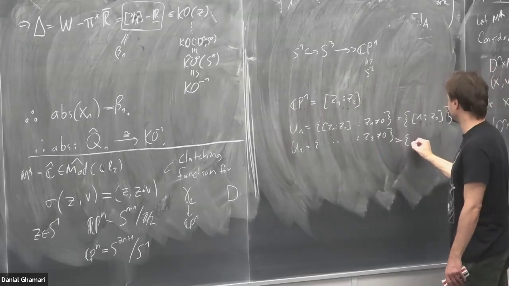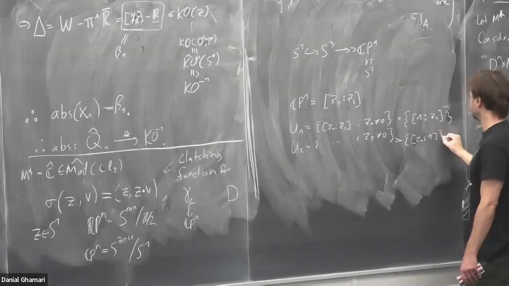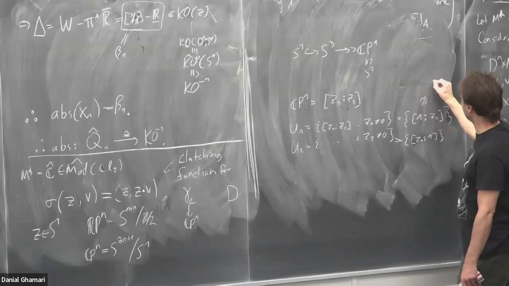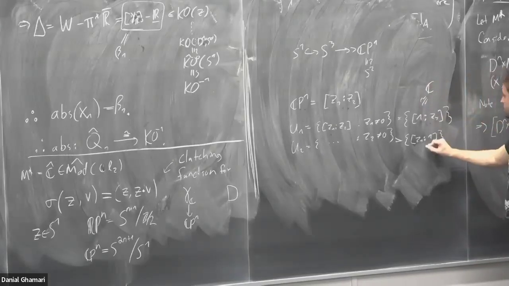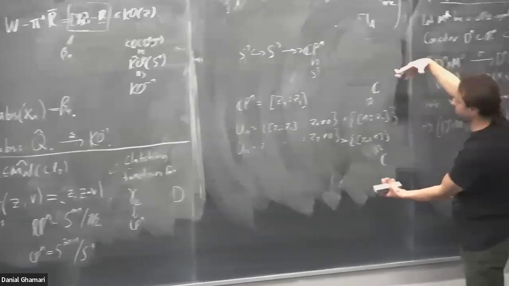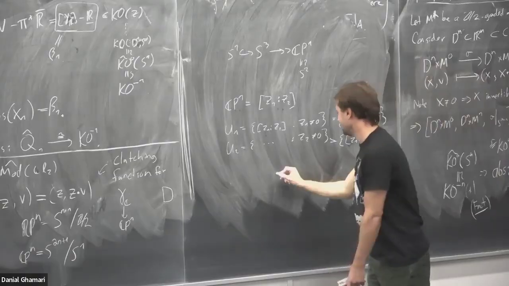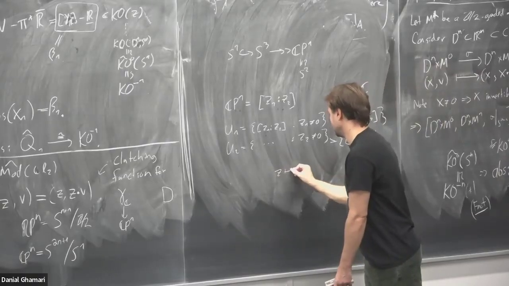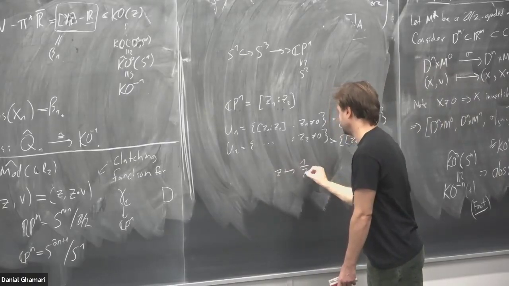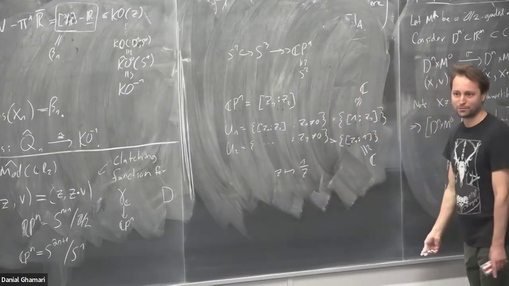This set is homeomorphic to the complex plane, with coordinate Z1 over Z2. The other chart, Z2 over Z1, is also homeomorphic to the complex plane. So what this gives you is two charts for CP1. Then you look at the transition function, which I think is Z goes to 1 over Z or something like that.